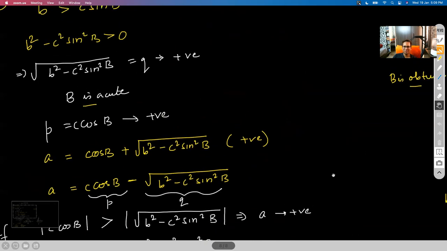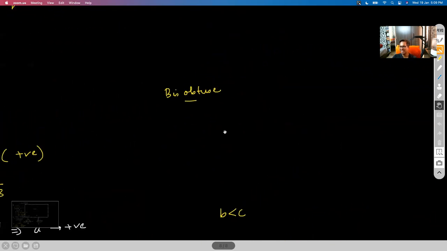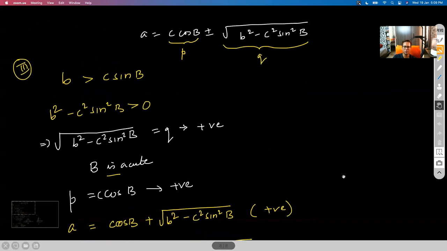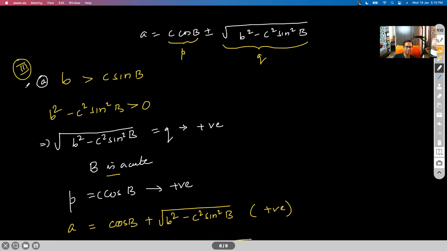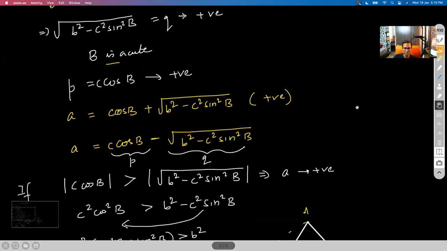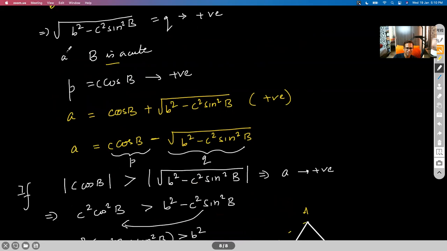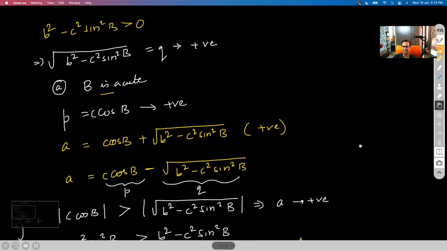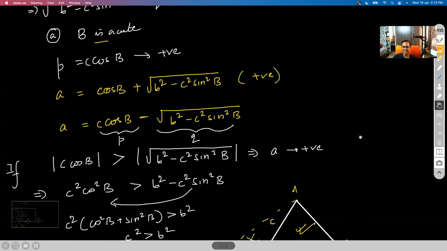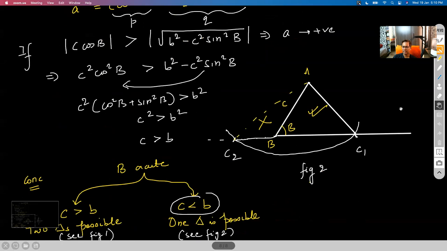Now, let us talk about B is obtuse. This is something which we have not covered yet. So let us talk about that also. Let me make a fresh diagram on the next page. Maybe that would be more fruitful. Part A is where your B is acute. Part B is where B is obtuse. Let's see what happens in that case. So I'll go to the next slide. If you have any questions on this slide, please do let me know. Any questions, any concerns?